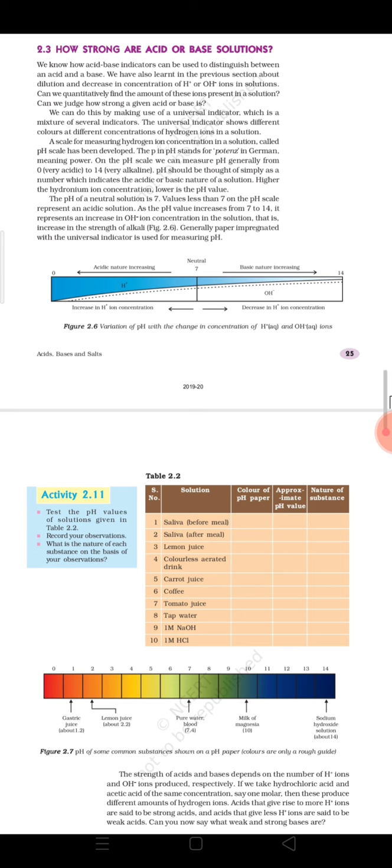If we prepare an aqueous solution of a strong acid like sulfuric acid, it releases a very large amount of hydrogen ion or hydronium ion. That means in that solution, the concentration of hydrogen ion or hydronium ion is very high, and that is why it is said to be a strong acid. For example, if you mix an acidic compound in water and it releases a very large amount of hydrogen ion or hydronium ion, then it is said to be a strong acid.